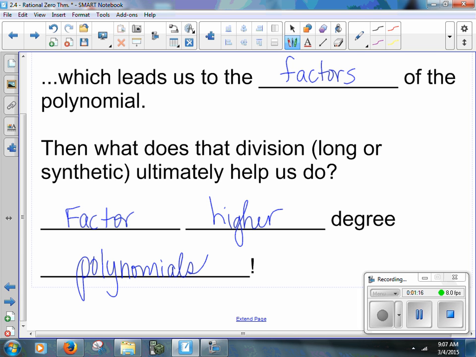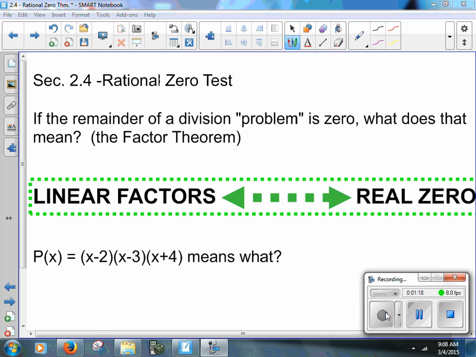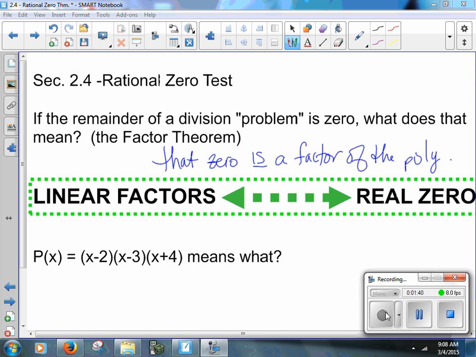If the remainder of the division problem is 0, what does that mean? It means it can be factored. That 0 is a factor of the polynomial. Again, you already know this. We have talked about this every single day this week. So that means linear factors lead us to real zeros. Real zeros lead us to linear factors, right?